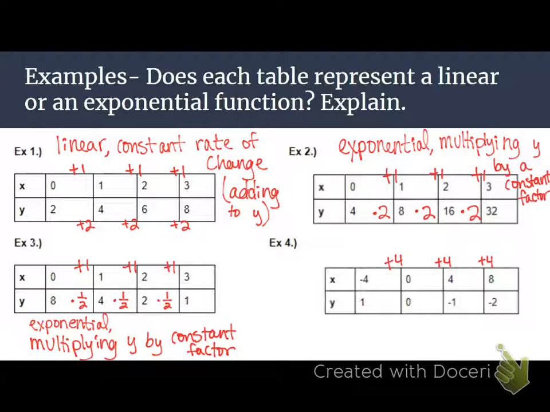What's happening to the y's? Subtract 1. We're subtracting 1 every time. Minus 1, minus 1, minus 1. Why is it linear? Because we're not multiplying, so it can't be exponential. Another way of saying it would be that we've got a constant rate of change. So it would be negative 1 over 4 is our rate of change.